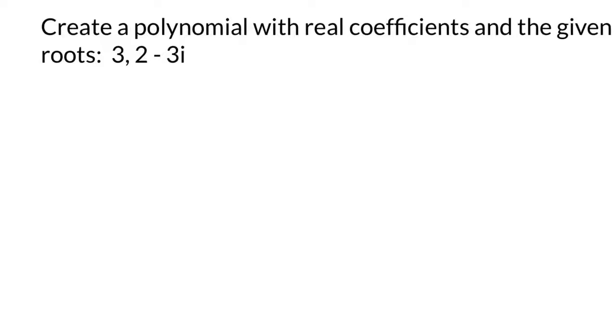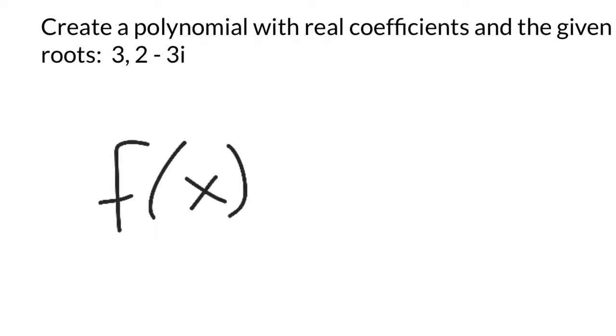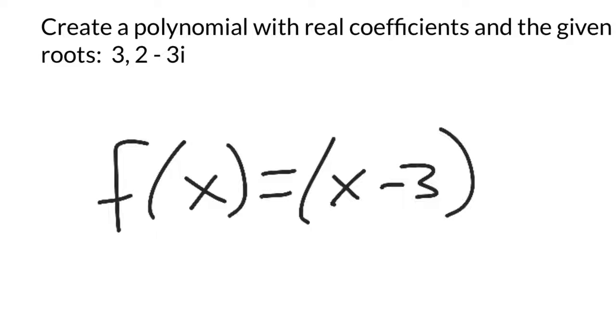Okay, so if you've done one of these problems before, to make these be roots, that means we need 3 and 2 minus 3i to be zeros for the function. A root is something you can plug in that makes it equal 0. So for that first root of 3, I'm going to put an x minus 3 piece in my polynomial. That way, if you plug a 3 into it, 3 minus 3 gives us 0.